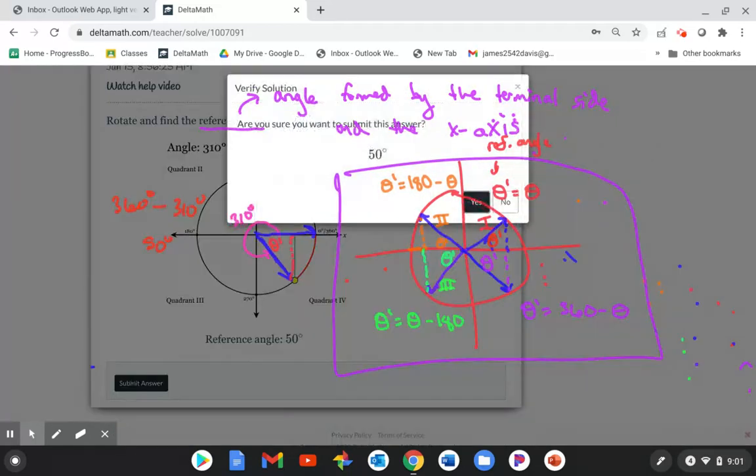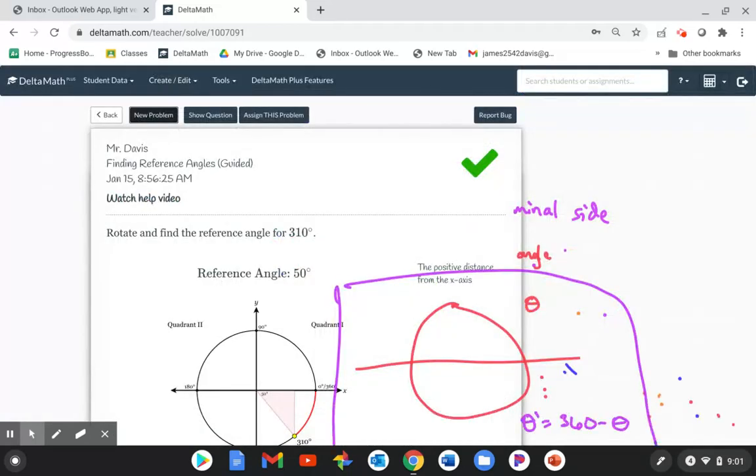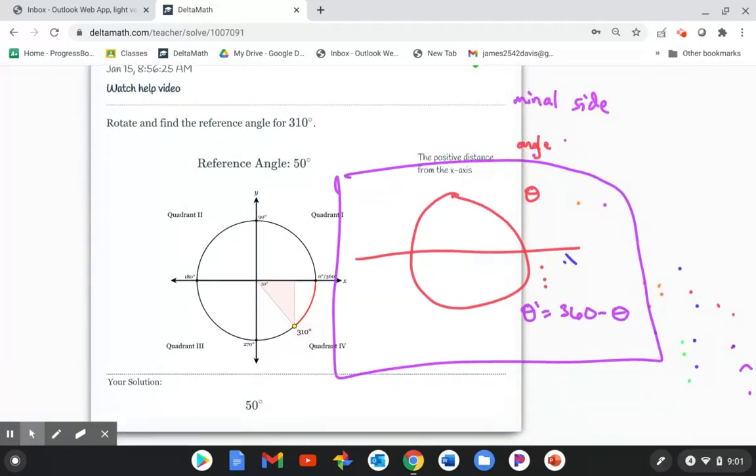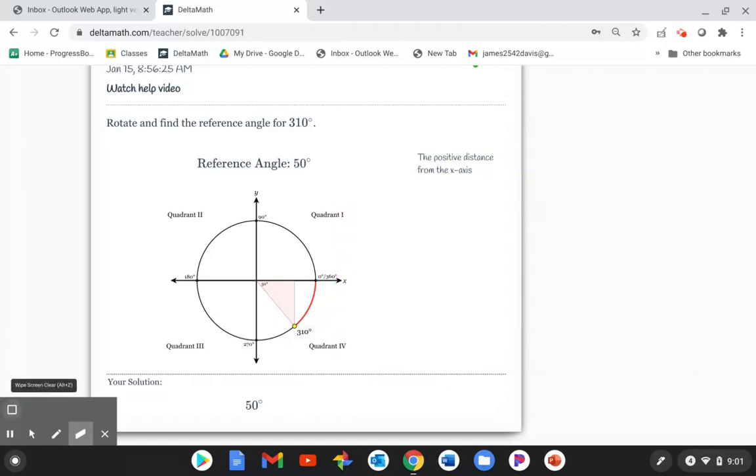And it's correct. All right. So hopefully you wrote down that little chart I wrote. If not, just rewind the video. Let's do a couple more.